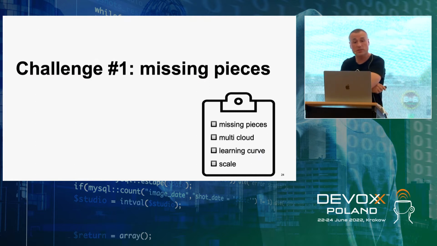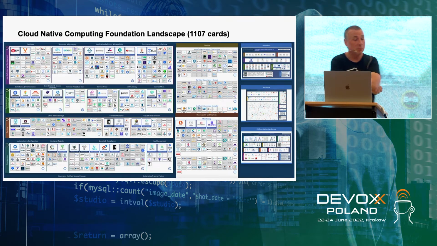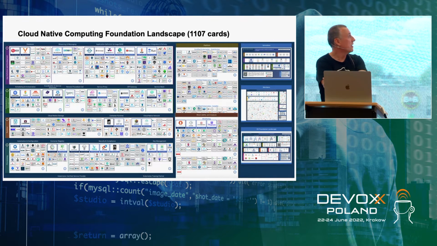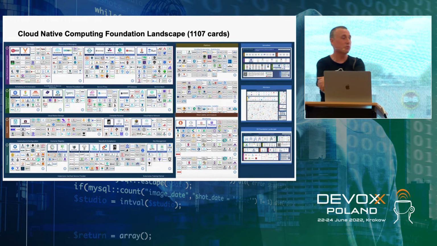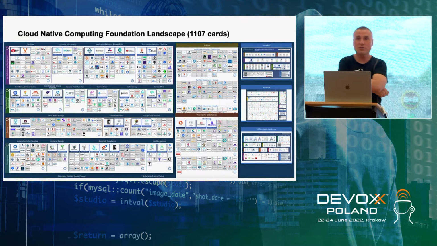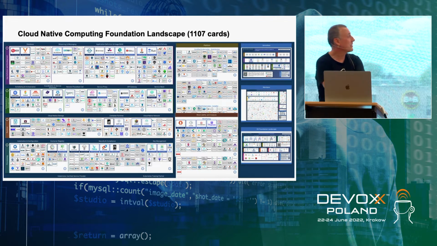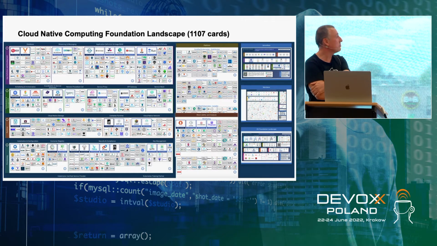So the first is these missing pieces. Missing pieces can be easily found in the Cloud Native Computing Foundation landscape. So this is the page, you can Google that, and there are about 1,107 projects registered in the Cloud Native Computing Foundation today. I checked that number today. And yeah, so there are blocks for everything. Yeah, so let me give the example.